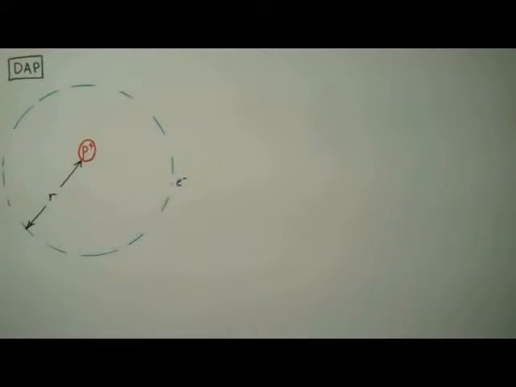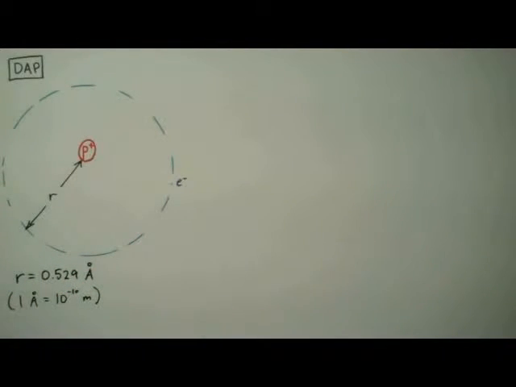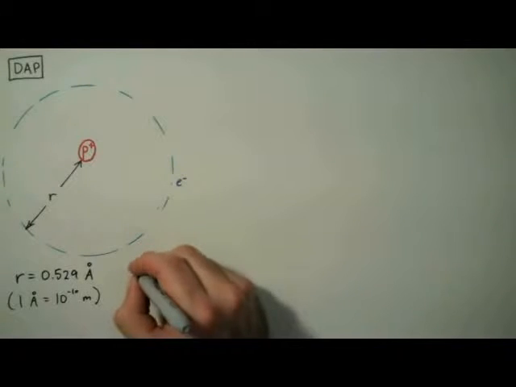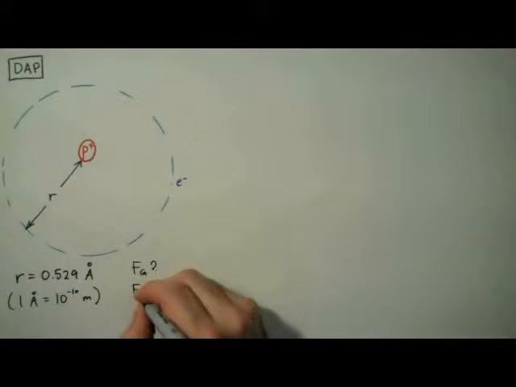Anyways, the distance between the proton and the electron is referred to as the Bohr radius. The Bohr radius is equal to 0.529 angstroms, where 1 angstrom is 10 to the negative 10th meters, or 1/10 billionth of a meter. I'm also going to indicate that we're looking for the gravitational and electric forces between these two particles.